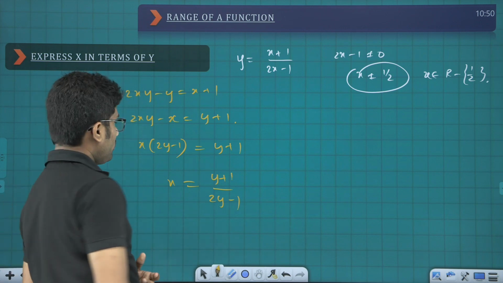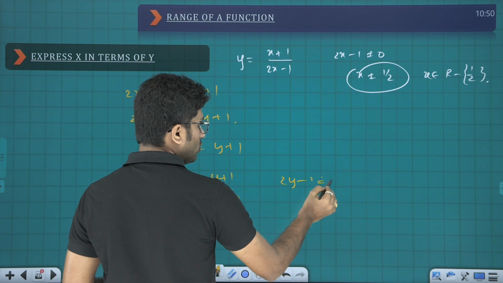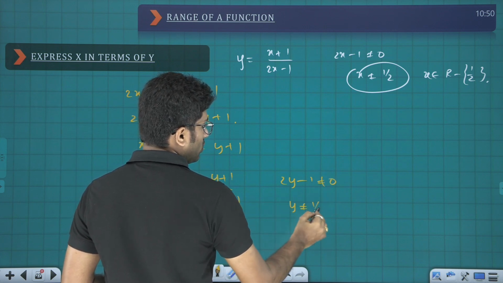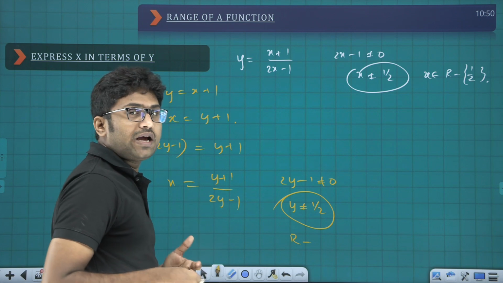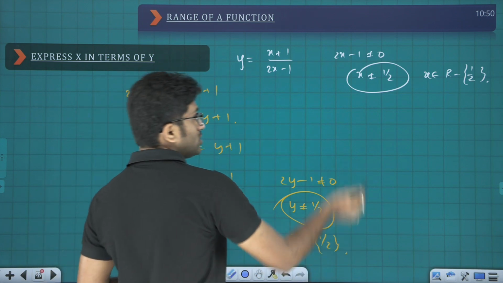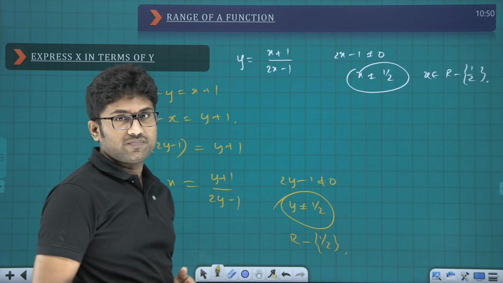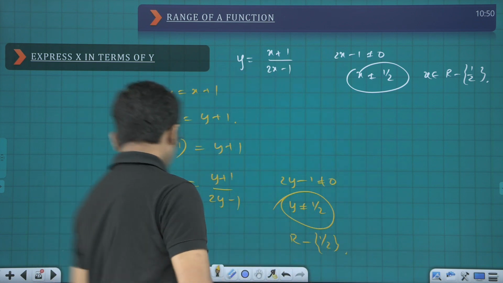Now find the domain for y. That means 2y minus 1 not equals to 0, y not equals to 1 by 2. That means the range, y values meaning the set of values of output, is R minus {1 by 2}. Domain is the same and range is also the same. So one method of finding the range is expressing x in terms of y.